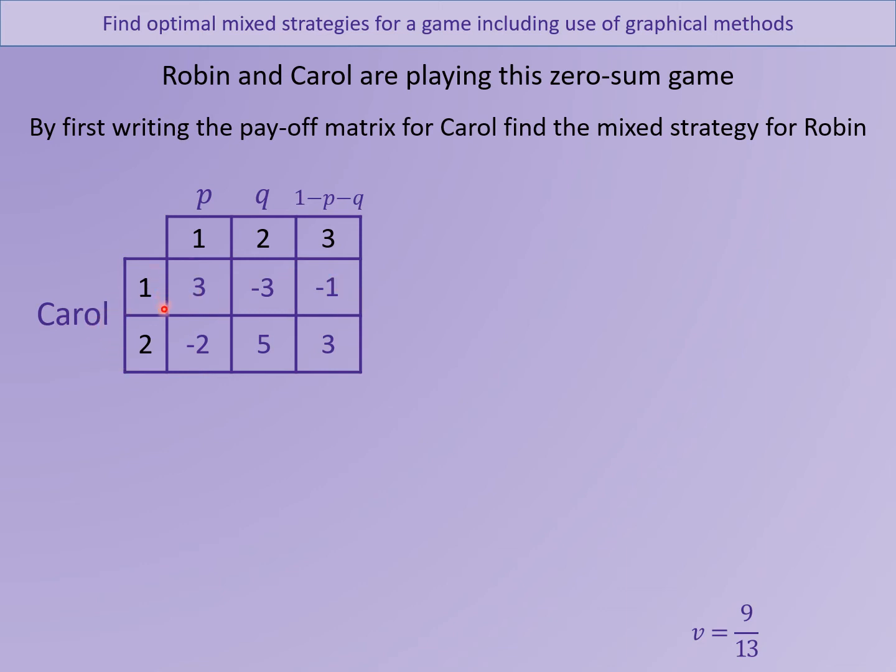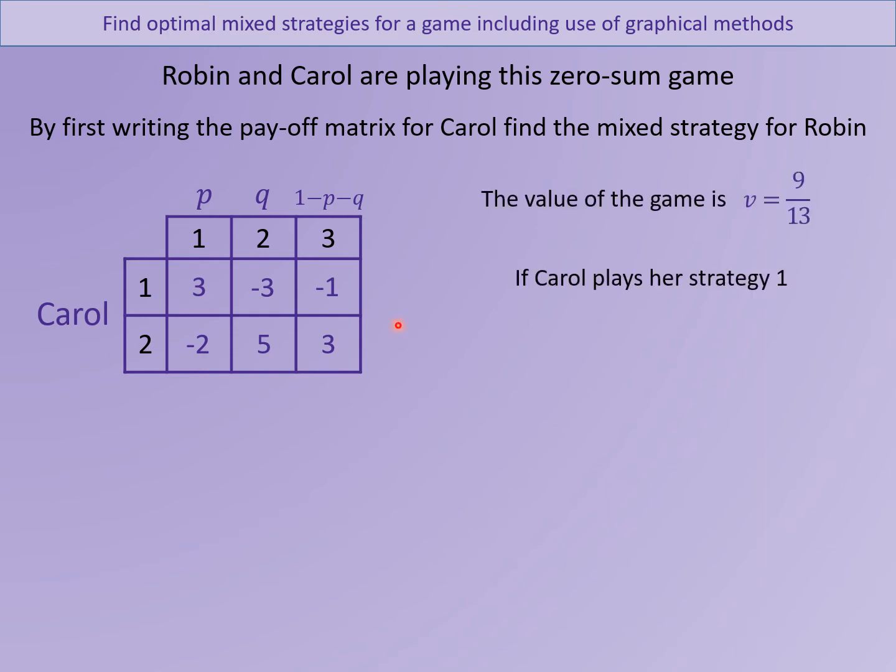Well, if Carol works out on strategy 1, then I'm going to be getting, let's just go through it. If Carol plays on strategy 1, I would win 3 for every P. Or sorry, it would be lose 3 because it's Robin's point of view. He would lose 3 for every P. He would win 3 for every Q. He would lose 1 for every 1 minus P minus Q. So you're still filling in exactly the same, like that. And we know this is going to equal 9/13. So unlike before, when we didn't have this as a variable, now we know it. So the only 2 things we don't know is P and Q.